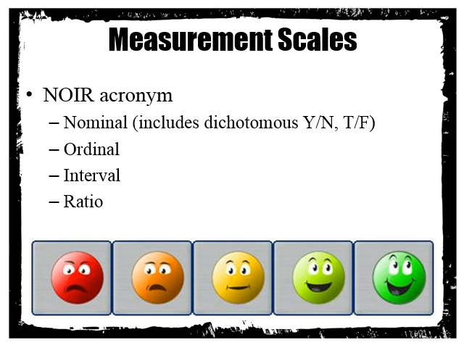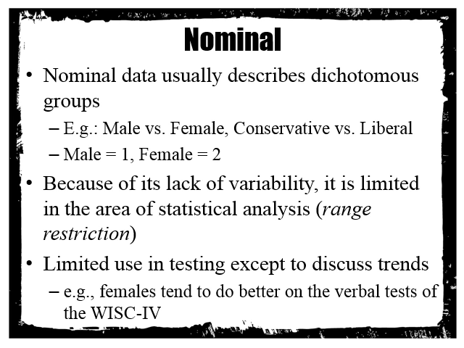Okay, next we're going to review measurement scales using the NOIR acronym: nominal, ordinal, interval, and ratio. It's important to mention just from the get-go that nominal scales also include dichotomous items such as yes, no, true, false. The reason for this is that nominal data usually describes dichotomous groups: male versus female, conservative versus liberal, group 1 versus group 2, such as male equals 1, female equals 2. Okay? So we're just interested in groups. That's what nominal data are.